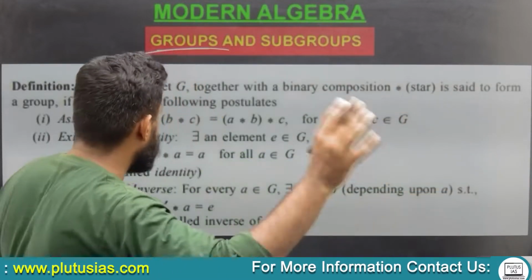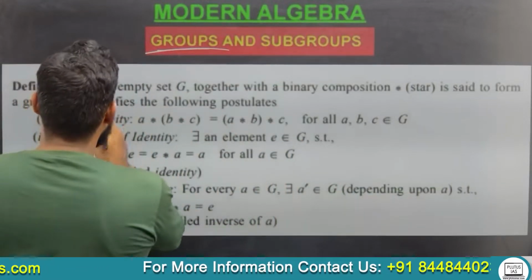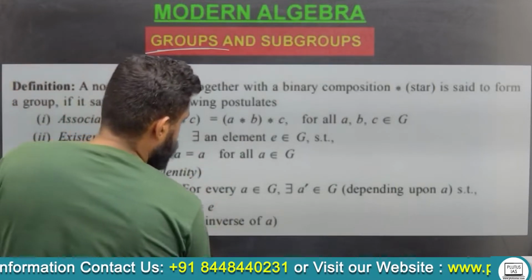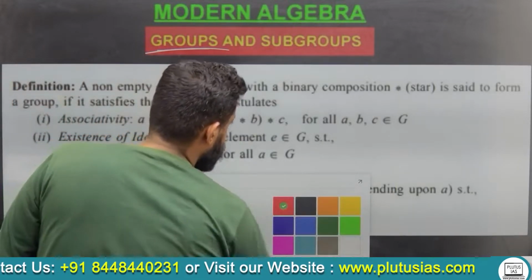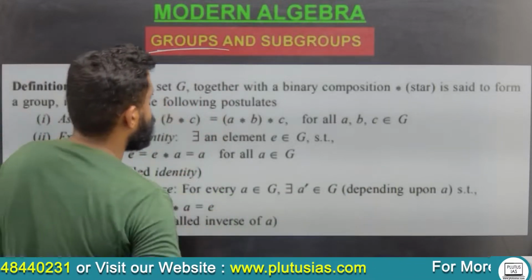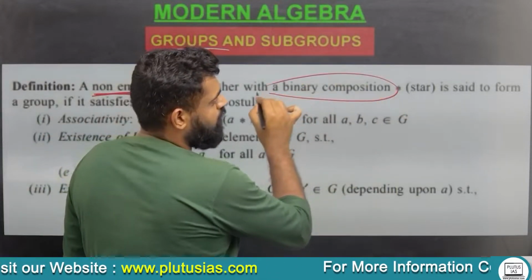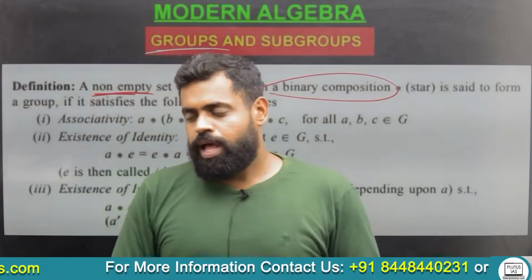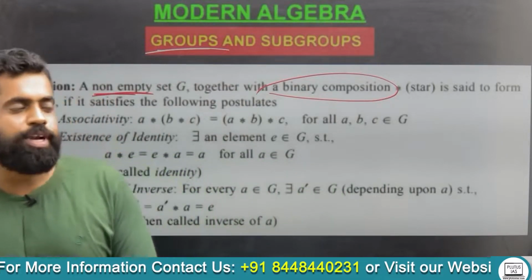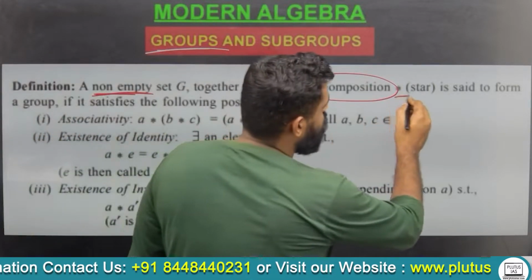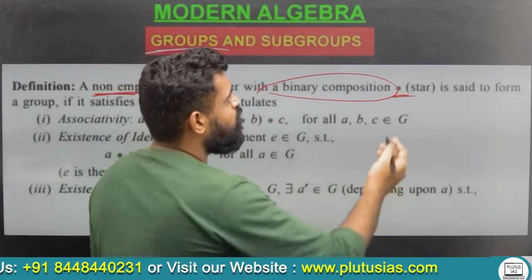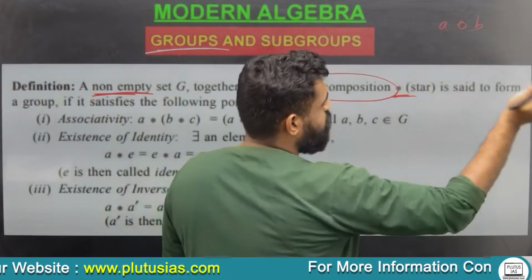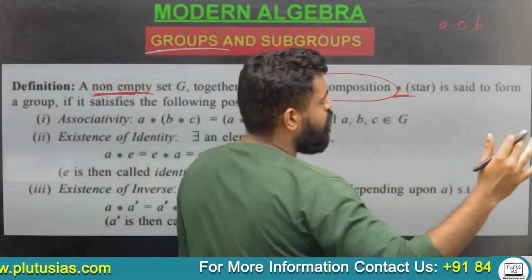Keeping things very simple, what is the definition of a group? A non-empty set G together with a binary composition. A set with a composition. A simple set wouldn't be a group. A set with a defined composition, say a star, it is denoted by star here. Sometimes in some books they use a circle, that is a operation b. Sometimes they use simple addition for showing the operation.